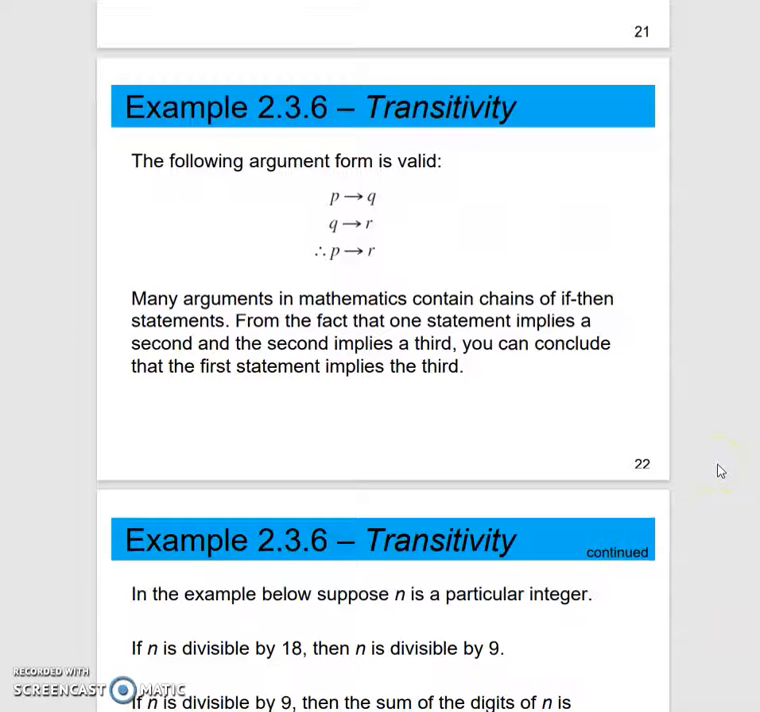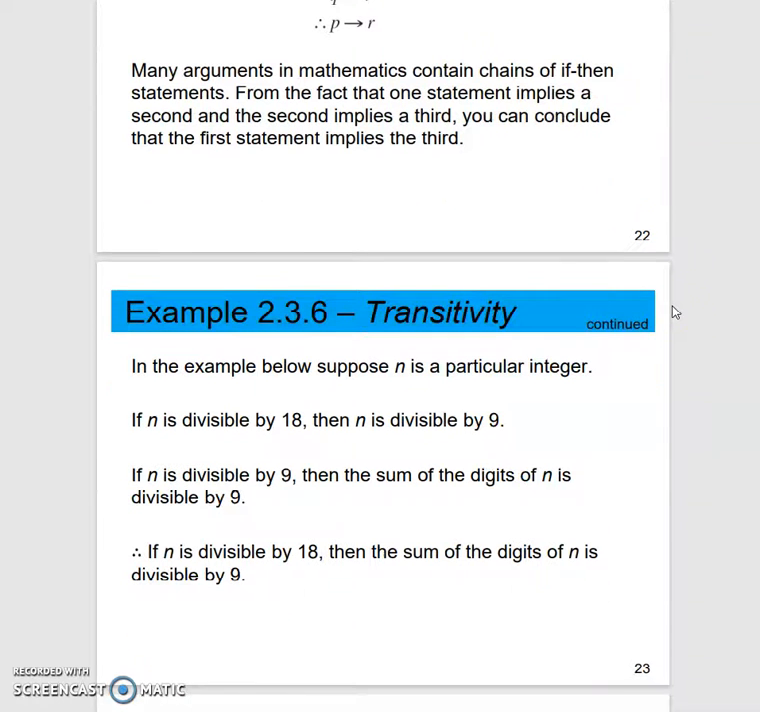Our next one is called transitivity. So P implies Q, Q implies R, therefore P implies R. We've got that chain of if-then statements. So our example for this, if n is divisible by 18, then n is divisible by 9. If n is divisible by 9, then the sum of the digits of n is divisible by 9. So here's P, here's Q again, here's R. So I use transitivity to say if n is divisible by 18, then the sum of the digits of n is divisible by 9.